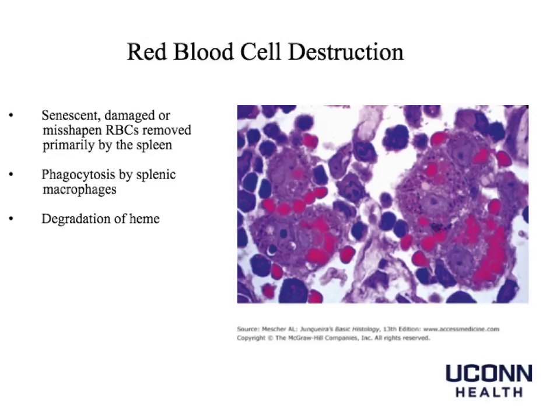Red blood cells that are senescent, damaged, or misshapen and have lost their characteristic biconcave disc shape will be unable to navigate the space between the endothelial cells, and then they'll be phagocytosed by splenic macrophages, and their hemoglobin and associated heme groups will be degraded. And here you can see some splenic macrophages and red cells that they have phagocytized.